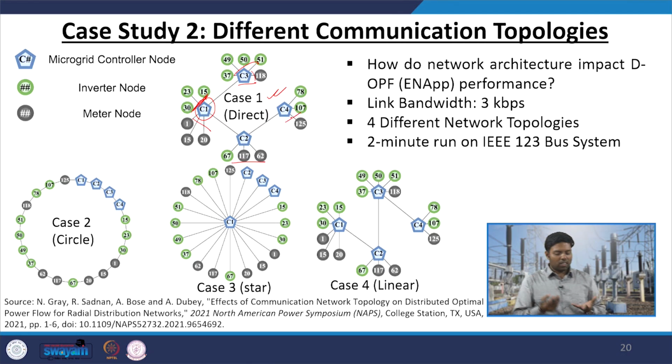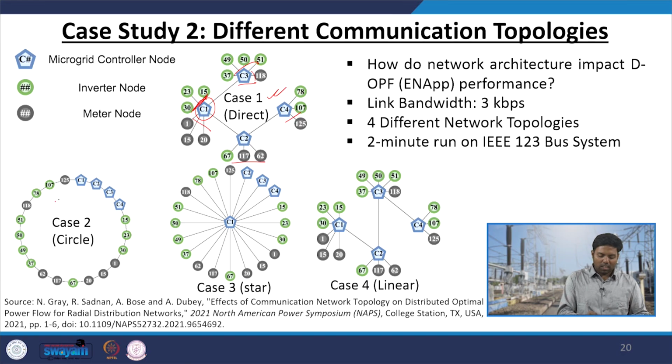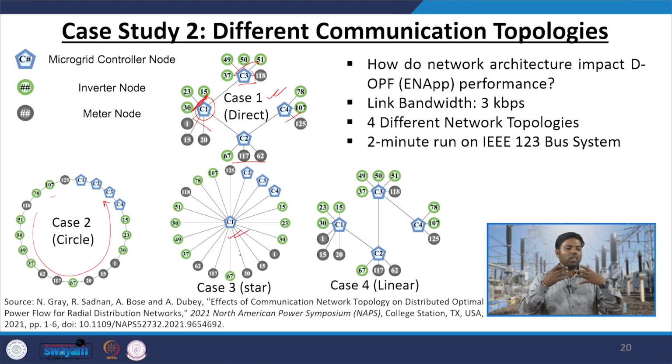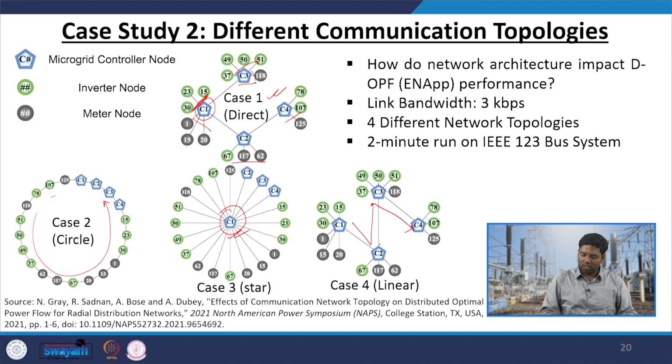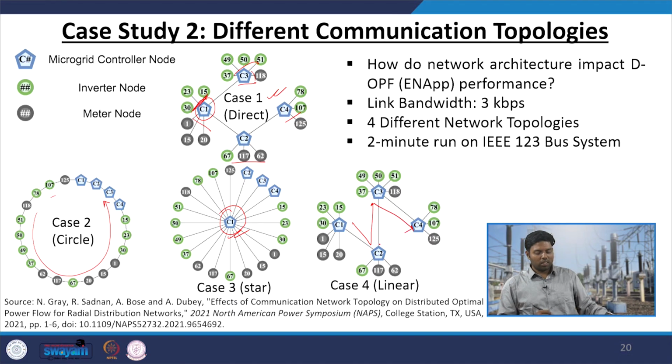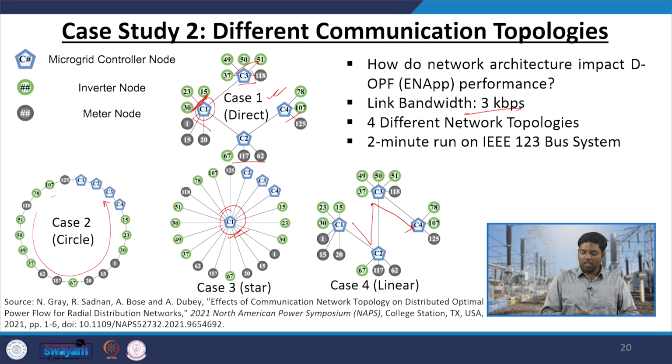Now, if we revise this connection and say that everything is connected serially, in a circle manner, this is the circle architecture. Then you can go star, where everything is connected in a centralized communication, with all the things connected to only a single point, let us say the main substation communication point. And then you have a linear, that means C1 is connected to C2, C2 is connected to C3 and C3 is connected to C4. So, a total of 4 architectures have been considered with a bandwidth of 3 kbps and 4 different network topologies, and it is run for a 2 minute time interval.